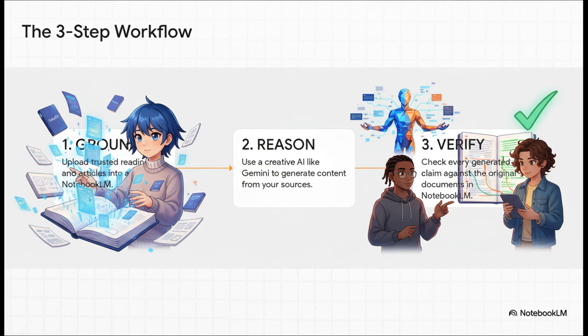Step 1 is ground. You start by uploading your trusted materials, your course readings, your articles, your notes, into a tool like Notebook LM. This creates your verified knowledge base. Step 2 is reason. Now you go to a creative AI like Gemini, and you ask it to build something new. But, and this is the critical part, you tell it to only use the information from your grounded sources. Step 3, verify. You take whatever the AI created, bring it back into your source tool, and check every claim against your original documents. Ground, reason, verify. It's a simple cycle, but it is so powerful.